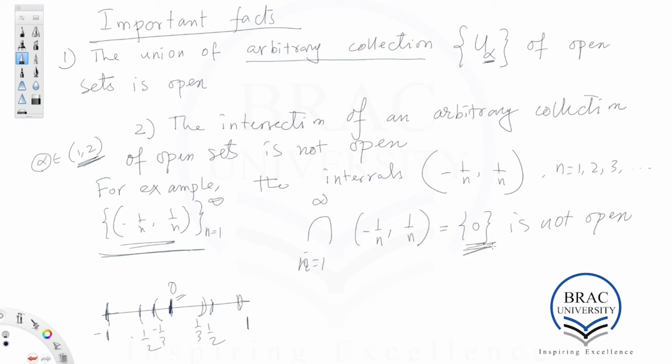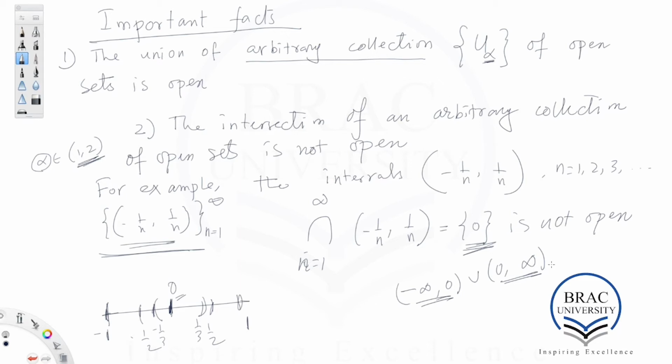In fact, this is closed. Why is it closed? Because its complement is open. What is the complement of 0? The complement of 0 is (minus infinity, 0) union (0, infinity), which is the union of two open sets, which is open, therefore the set {0} is closed.